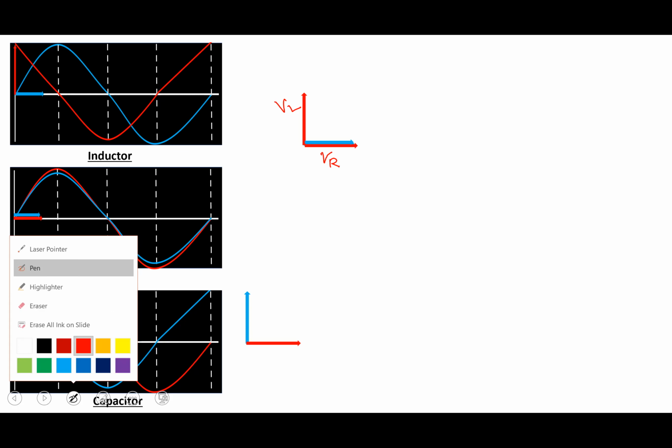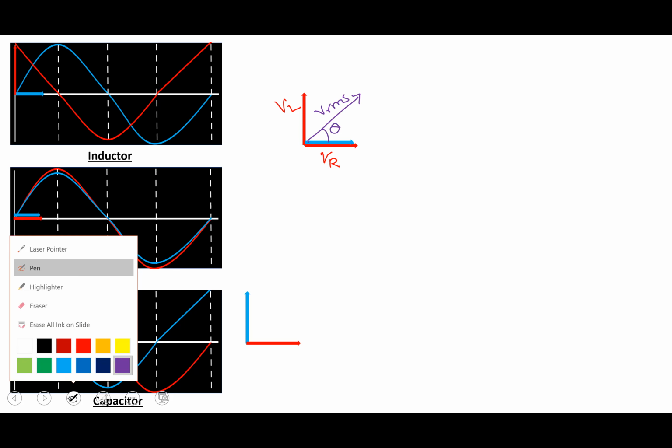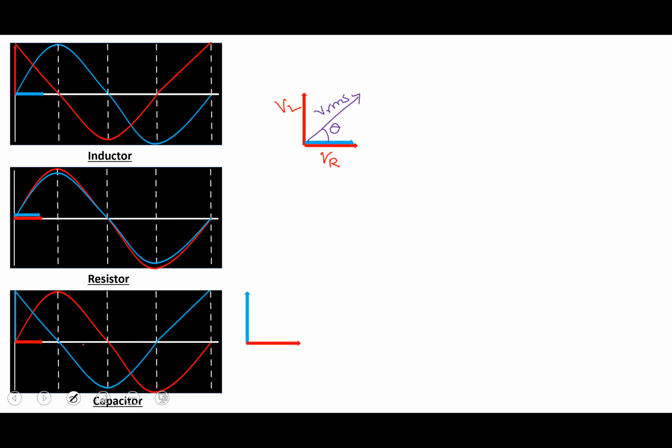Let's call it VR, which is along the vector of the resistance, whereas VL is along the inductor. The resultant of these two is represented by VRMS, like over here, and this is the angle theta. We can represent the same line of VL over here. As you can see, this is a right angle triangle, so we can apply trigonometric formulas, or especially the Pythagoras theorem.